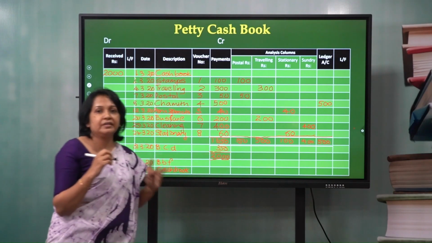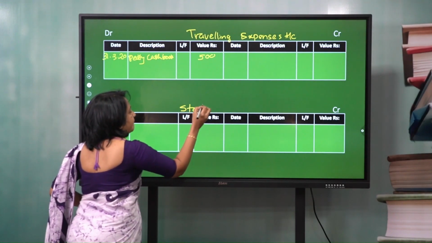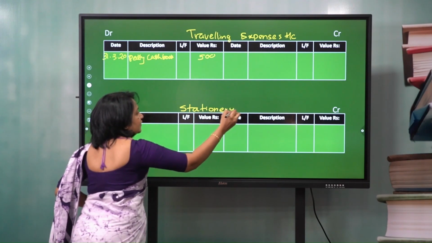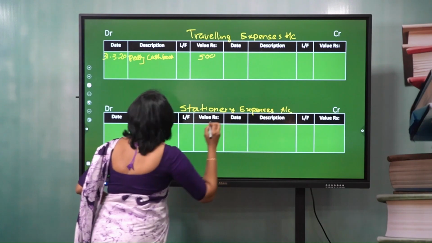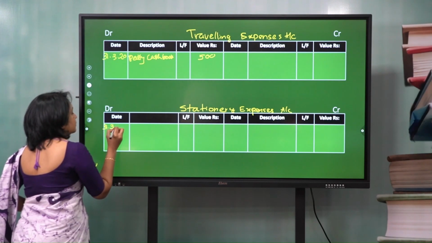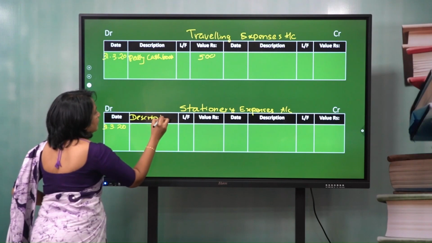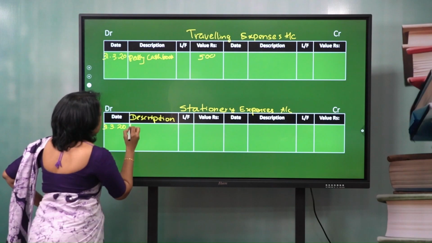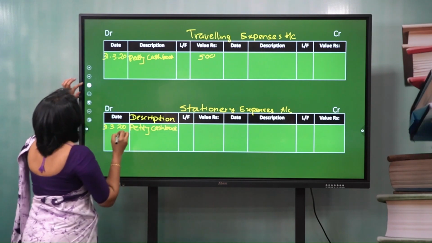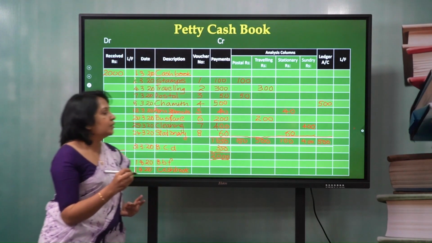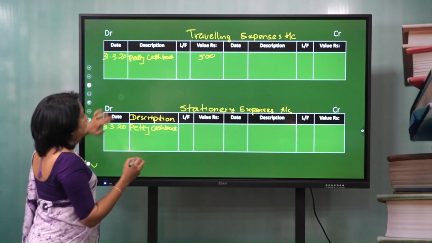Next one is stationery. For stationery, they have spent 100 rupees. So we have to open another account as stationery expenses account. And we have to write the last date of the month, that is 31st March 2020, and under the description we have to write petty cash book. The total stationery expenses was rupees 100. So we have to record that 100 rupees.